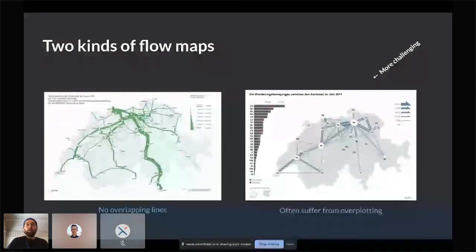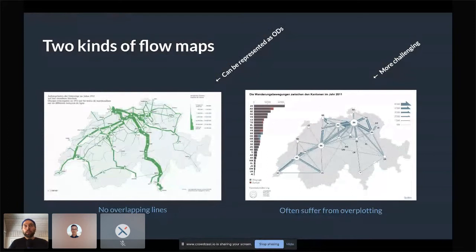And the segment flow maps are not that challenging to draw because there are no overlapping lines. They can also be represented as ODs, as origin destination. At least the data behind them can be represented as OD data if we use the sides of the segments as the locations, origins, and destinations. So, like the origin destination flow maps can be considered a more general case and also more challenging. So I'll be speaking about them in the rest of the presentation.